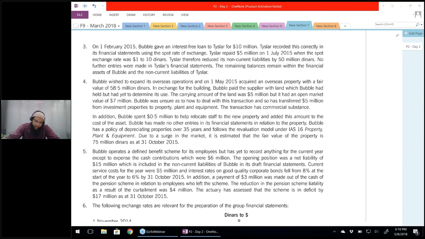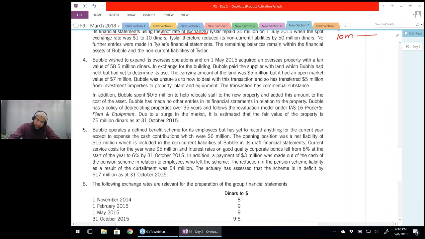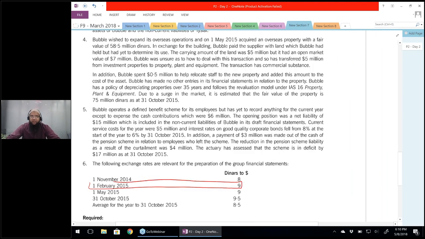Okay, so now let's try adjustment number three, where the question says that on 1st Feb 2015, Bubble gave an interest-free loan to T for $10 million. Parent Bubble has given a loan of $10 million to our subsidiary T. T recorded this correctly in its financial statements using the spot rate of exchange, in dinars, obviously. What was the spot rate of exchange? On 1st Feb 2015, it was 9 dinars to the dollar. So, using the rate of nine, T would have recognized this at 90 million dinars.